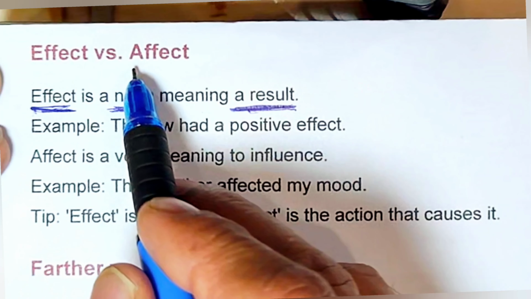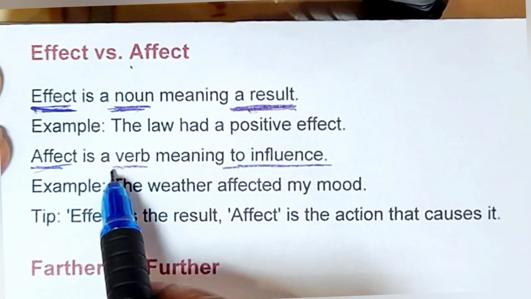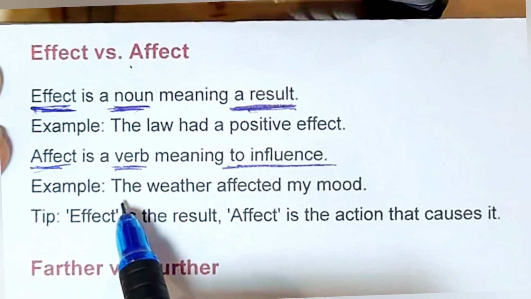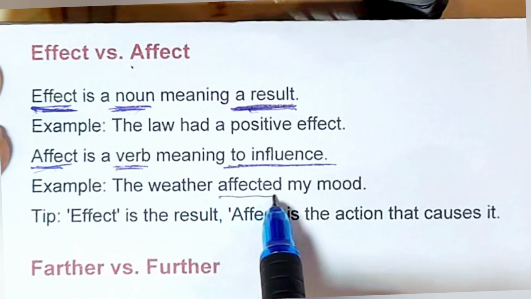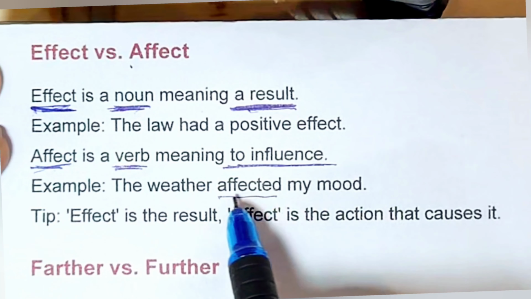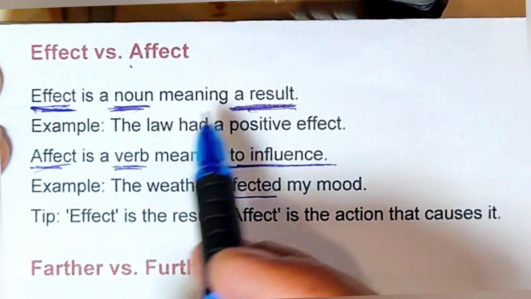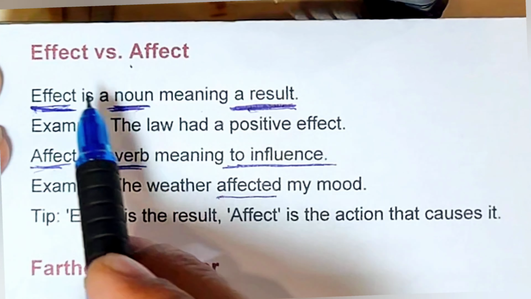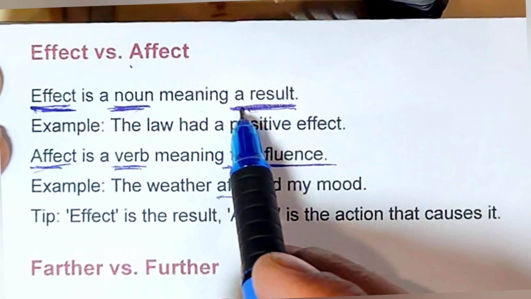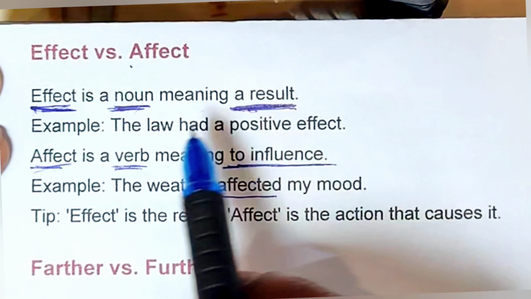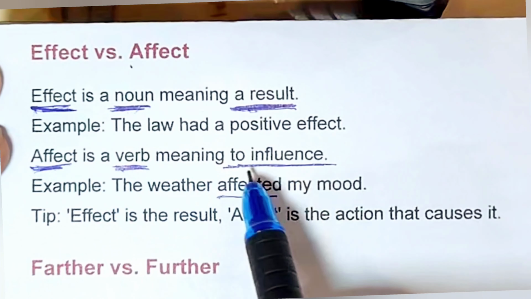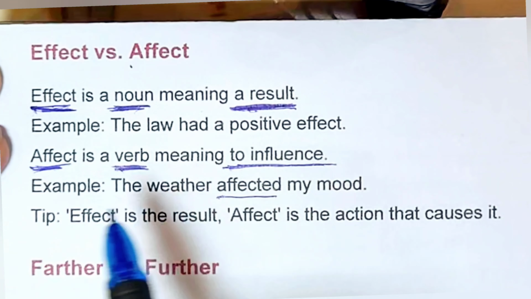On the other hand, affect is a verb meaning influence. Example: the weather affected my mood. So the first one acts as a noun, and its meaning is a result. And the second one is a verb, and its meaning is to influence.